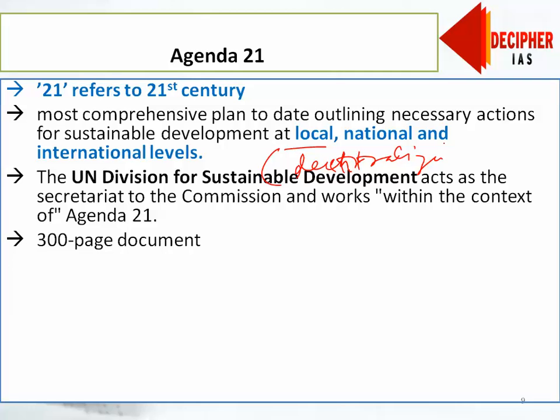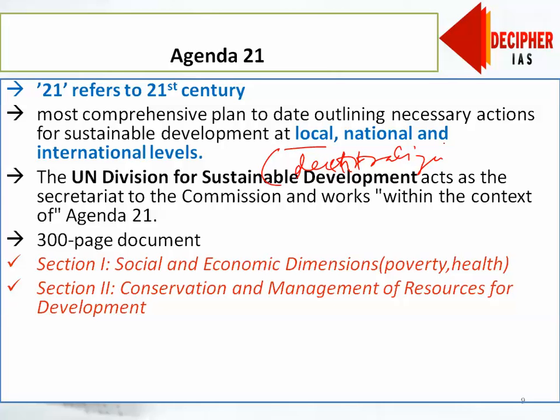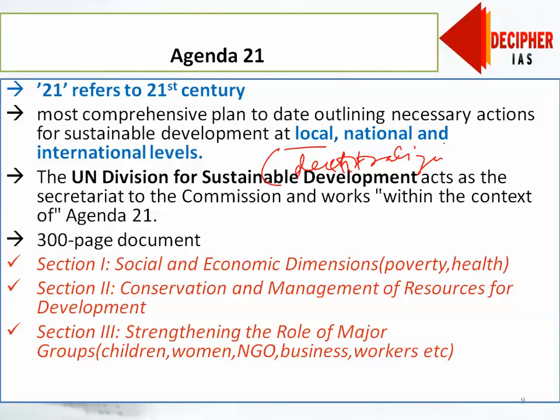Now it is a 300 page document and it is divided into 4 sections. First section deals with social and economic dimensions like poverty and health associated with the development, as well as how we should move by preventing poverty and health issues so that we develop sustainably. Then we talk about the conservation and management of resources for development. The third section talks about strengthening the role of major groups like children, women, NGOs, which are hitherto exploited. Then section 4 deals with how to implement, the funds and the professionals and all, what all are required for the implementation of Agenda 21 at local, national and international levels.